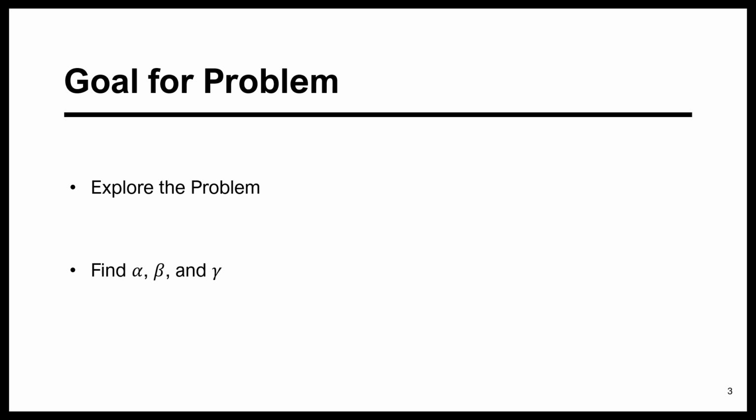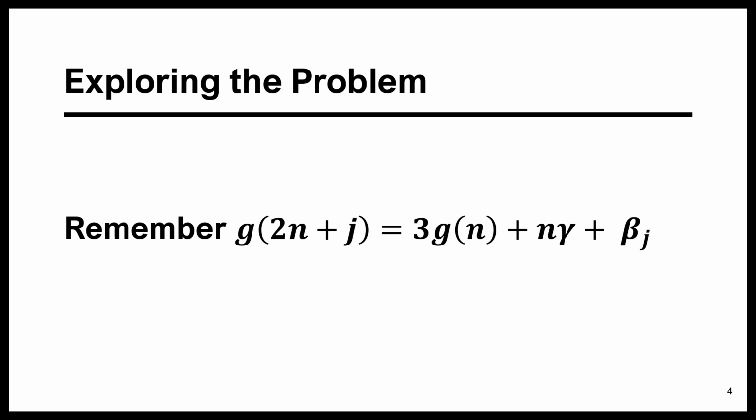We're not going to find the closed form because that's too much work, or so I say. Anyways, when we explore it, we're just going to remember what equation we have. We have g(2n + j) = 3g(n) + n times γ plus β_j.